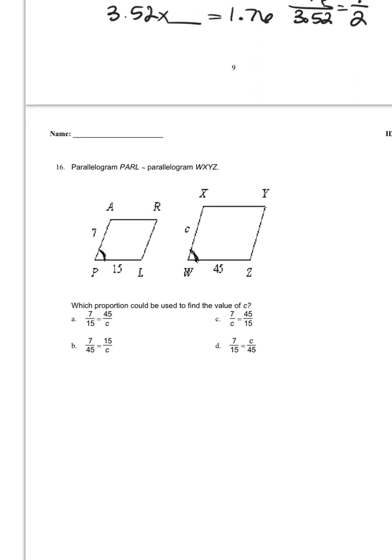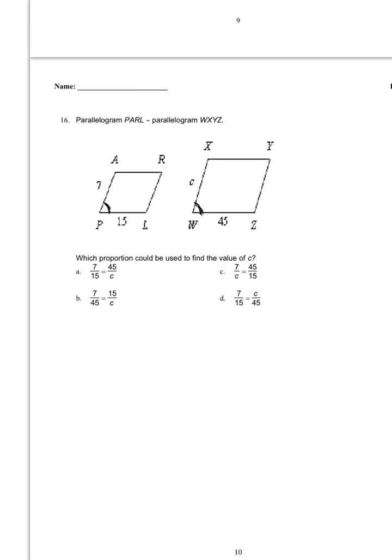All right, looking over at question number 16, you are given a parallelogram and told that it is similar to the next parallelogram. We want to know which proportions can be used to find the value of C. So if I take my highlighter, I'm going to highlight AP, ZW, 15, and 45.